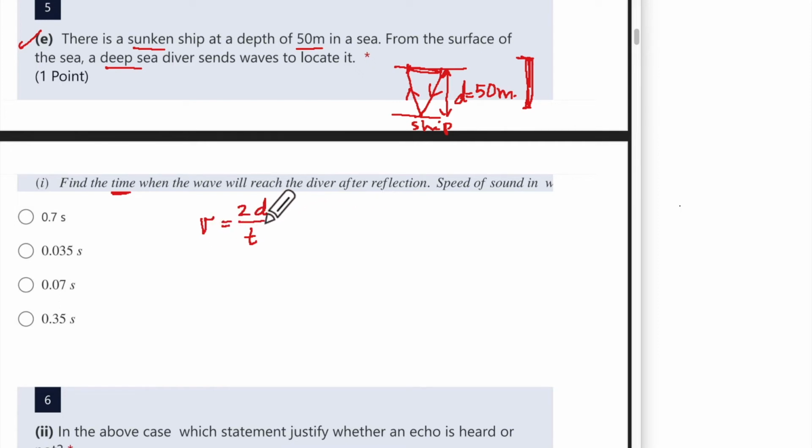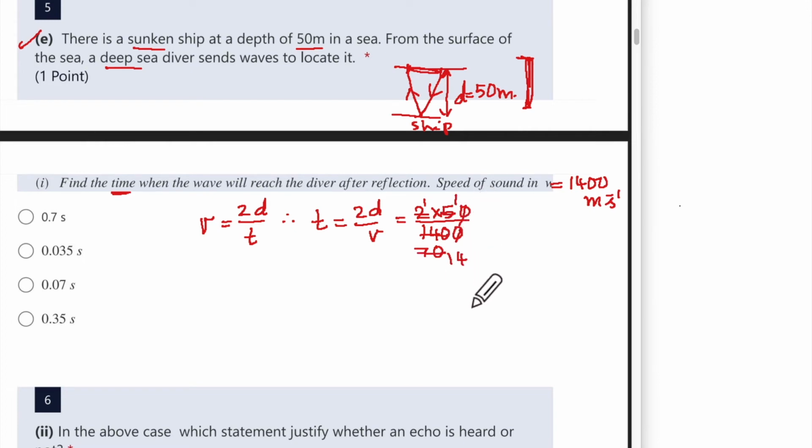So the velocity is going to be 2d upon t, and the speed of sound in water, you can see that this part is missing, but it is 1400 meter per second. We will first convert t equal to 2d upon v, and then we will substitute 2 into 50 upon 1400. This will get cancelled. 2 ones are 2, and 2 goes 70 times. 5 ones are 5, and 5 goes 14 times, correct? So you will have 1 upon 14.